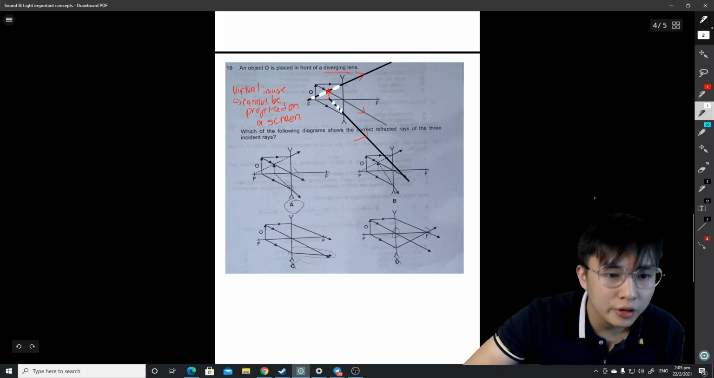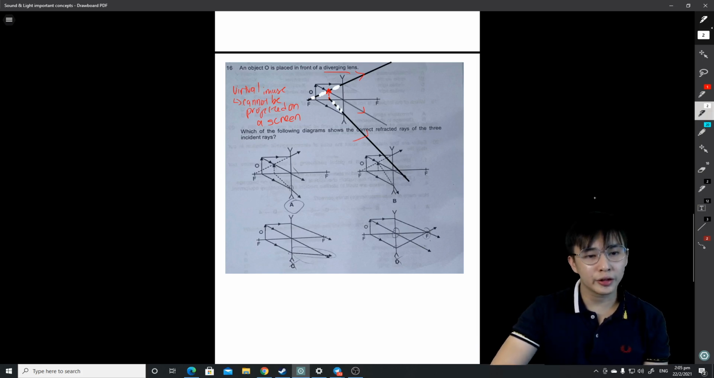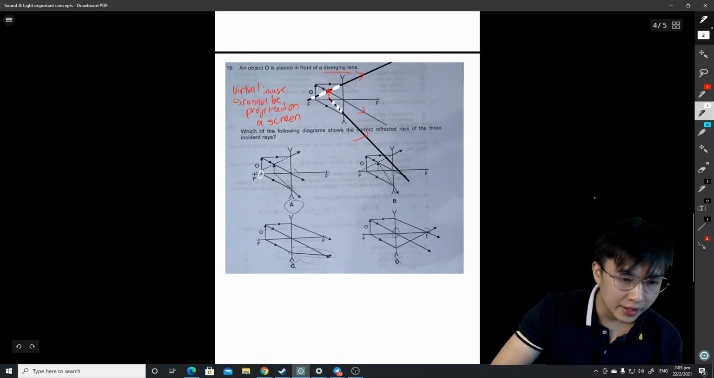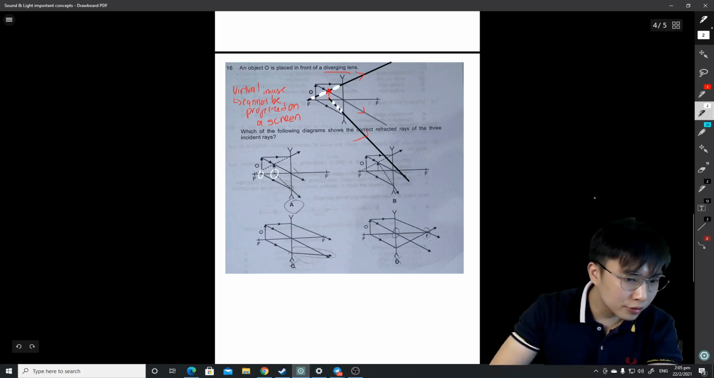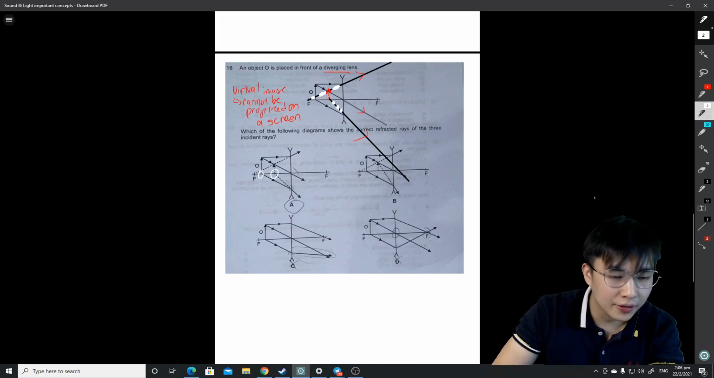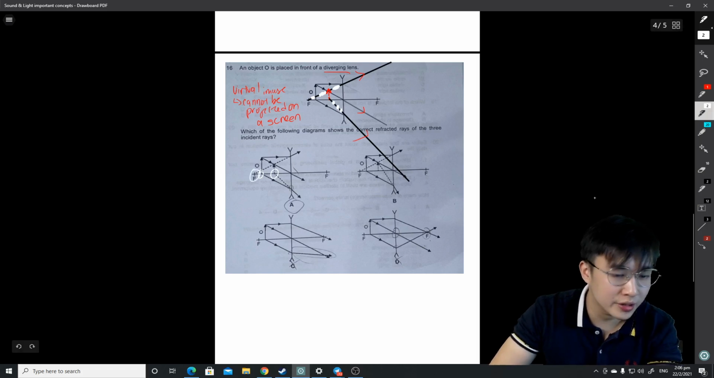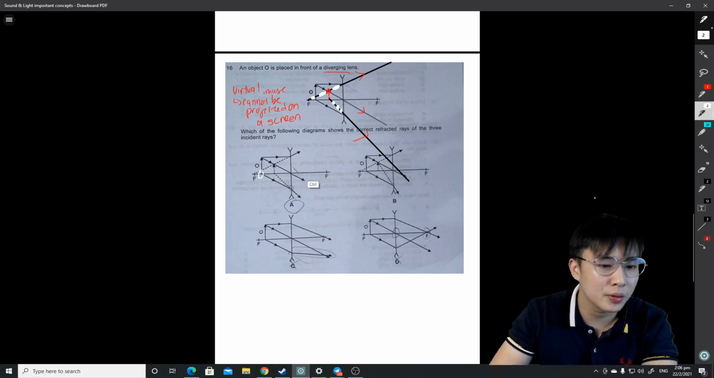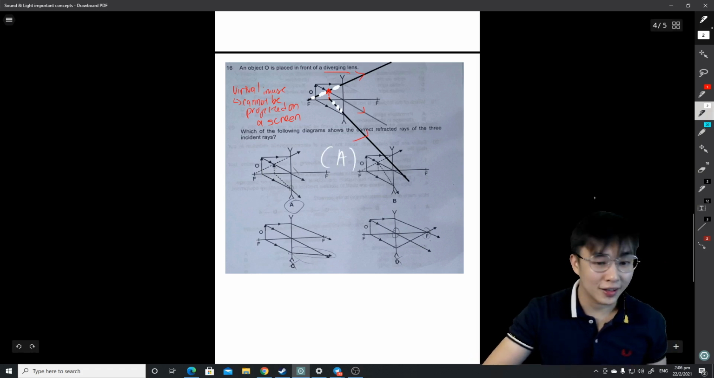Now we look at the options. Which of the following diagrams look just like this? The answer is A. Can you all see? The bottom of the object corresponds to the bottom of the image, and likewise, the ray is diverging outwards, and it meets back at F. Very simple, right? So the answer is A. Wow, white pen looks nice, huh?